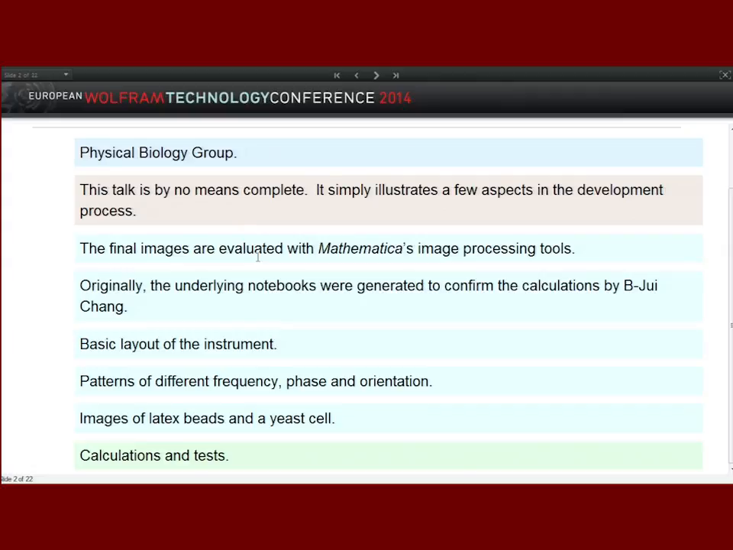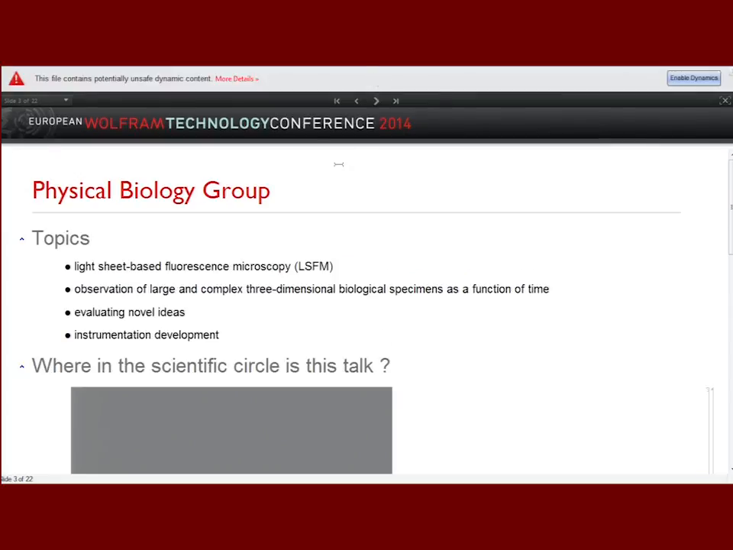What I will talk about is, briefly, how we evaluate some of the images. As I said before, the underlying notebook is really the basic part. I'll talk about the basic layout of the instruments. I'll talk a little bit about patterns, and you will see why. And I'll also present some images of latex beads and yeast cells that we usually use to test these kinds of systems.